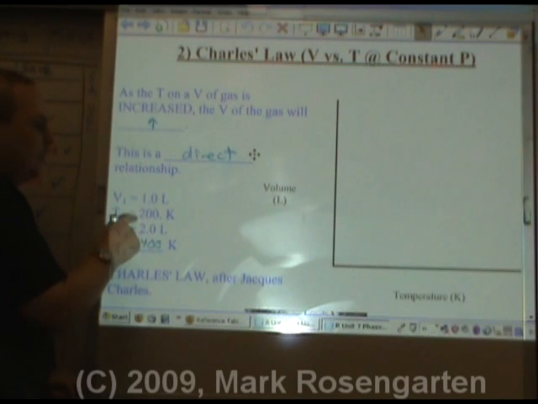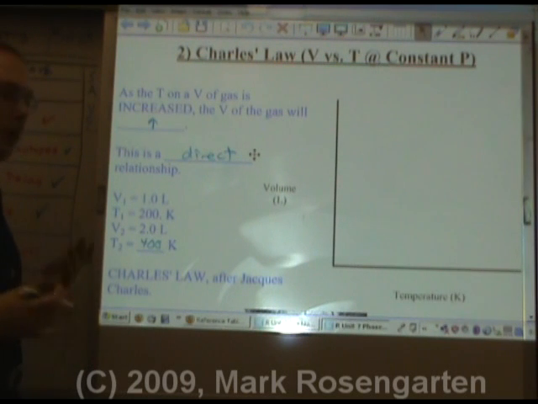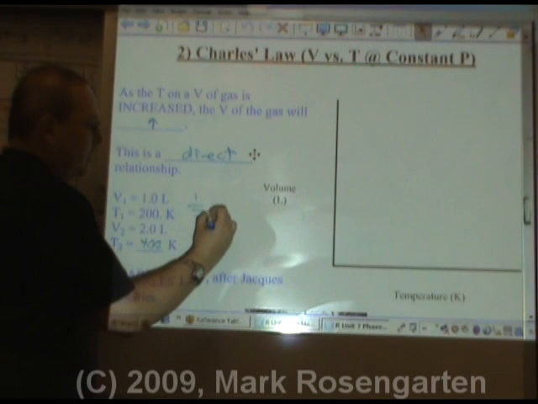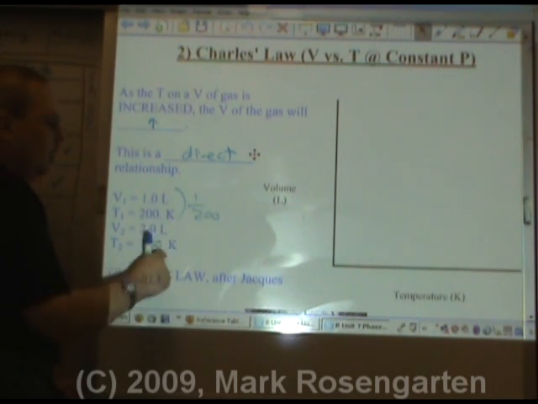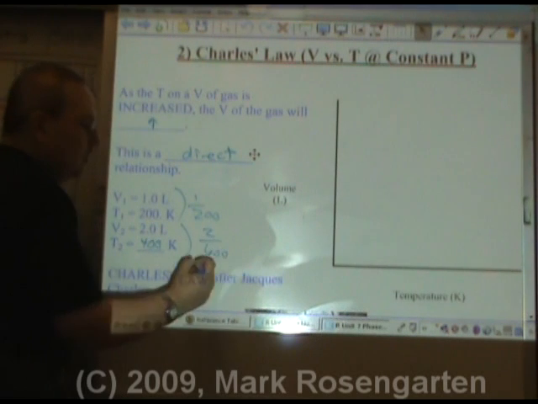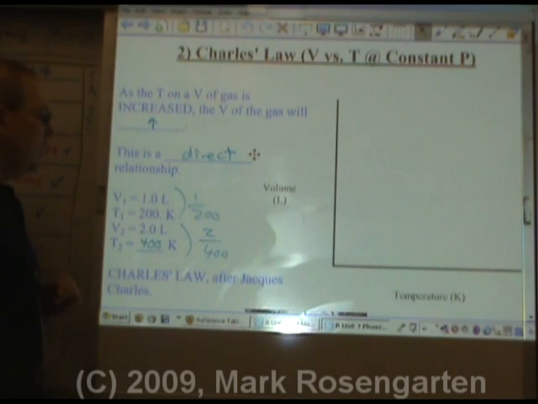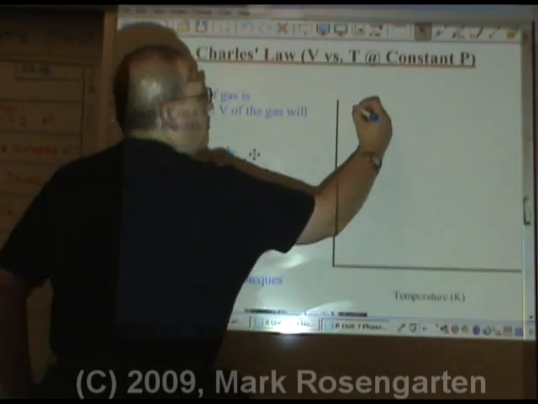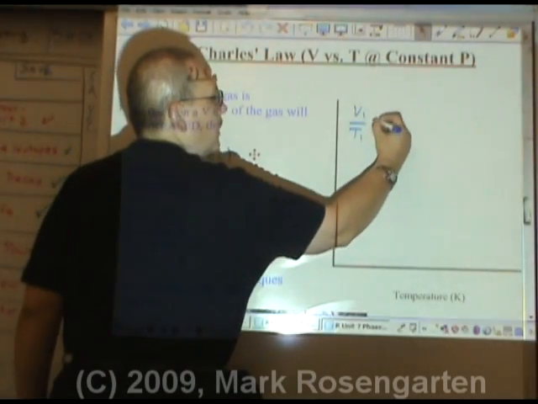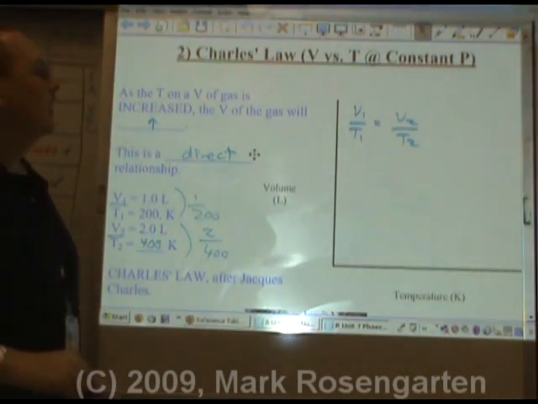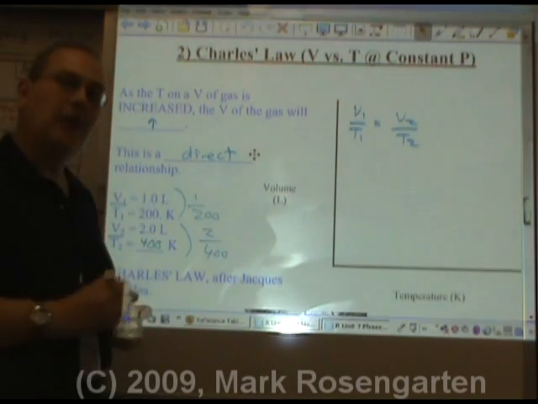If you take 1 times 200, you get 200. If you get 2 times 400, you get 800. So multiplication isn't going to get it done. But if we take 1 over 200, and then we take 2 over 400, notice that they simplified the same thing. 2 over 400 simplifies to 1 over 200. So this time it's volume divided by temperature. Whatever volume 1 divided by temperature 1 is, volume 2 divided by temperature 2 will always come out to be the same thing. You could be asked to solve for any of these variables.